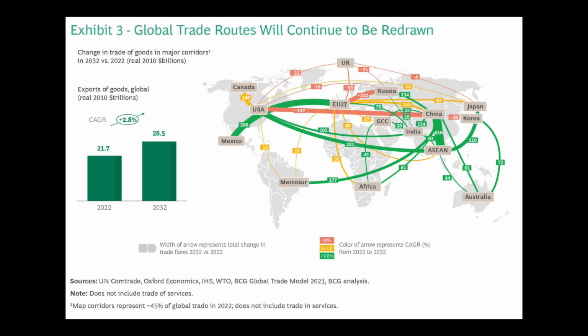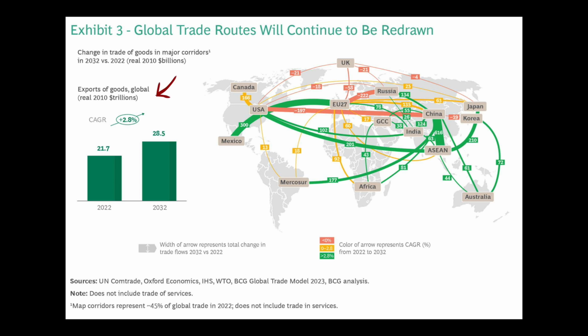Slide number 3. So this one is called Global Trade Routes Will Continue to be Redrawn. So this one I actually don't like at all. I think it's overcomplicated in contrast to the previous two. It's just really hard to understand what's actually going on in this chart. You have 2 charts in one, which is almost always not a good idea.